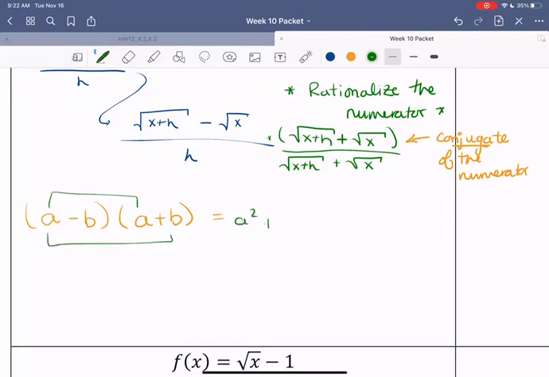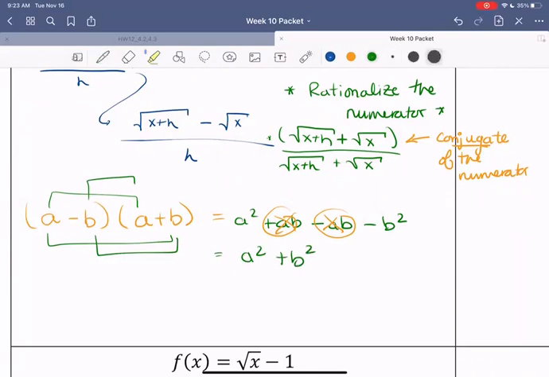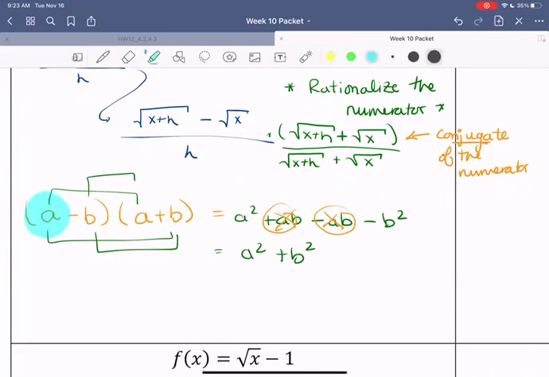Outside terms, we get plus ab. Inside terms, watch this, we get minus ab. And then last terms, we get negative b squared. So what's cool is that these ab's cancel out, and we're just left with the a squared term plus the b squared term. So when we have two terms, a and b, and we're subtracting them, by multiplying by this conjugate, what we get in the end are those two terms squared and a plus in between.